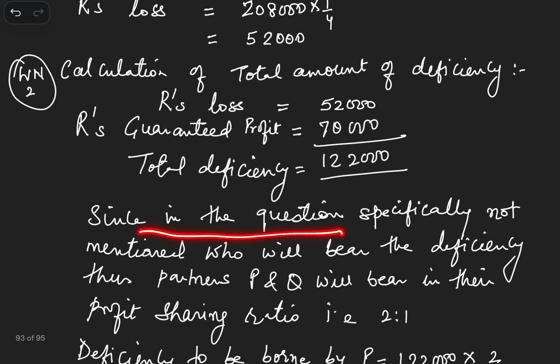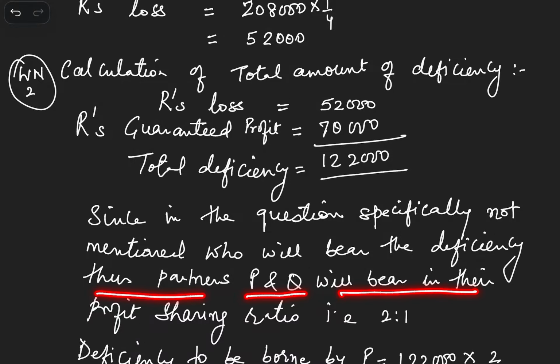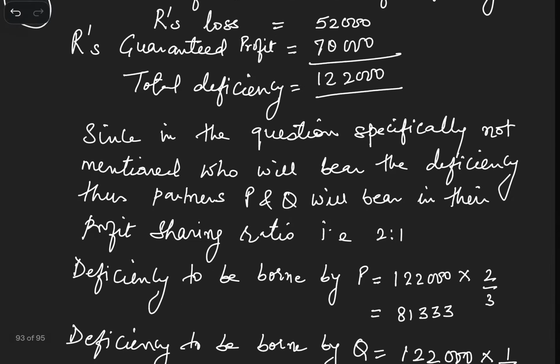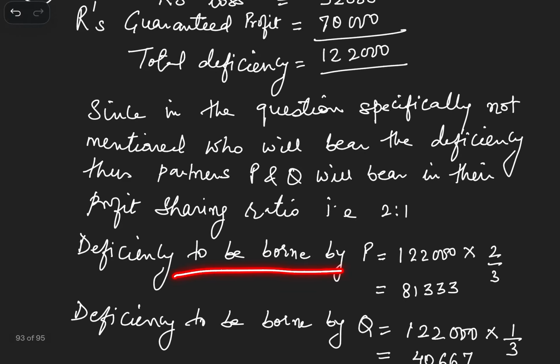Since in this question it is not specifically mentioned who will bear the deficiency, partners P and Q will bear the loss in their profit sharing ratio, that is 2:1. So here this is the total loss we can see. Now the deficiency will be borne by P and Q. In which ratio? In 2:1 ratio.